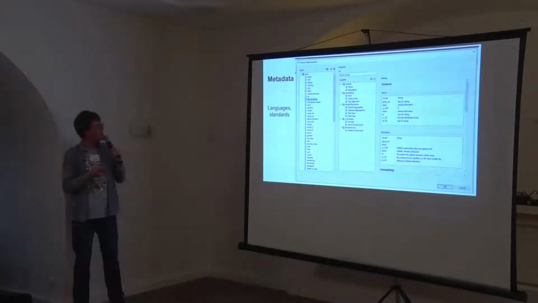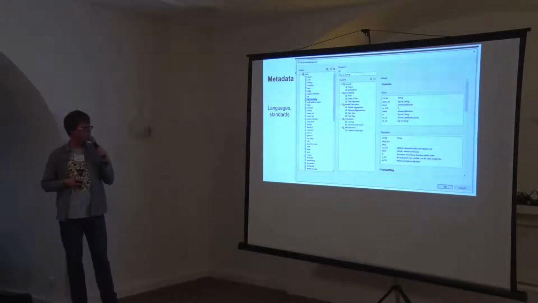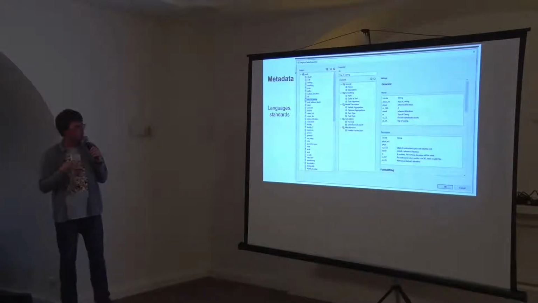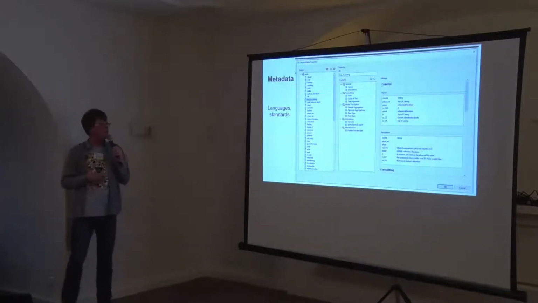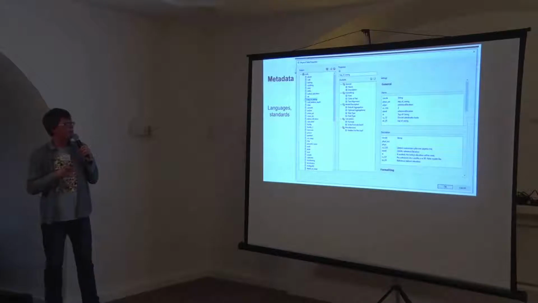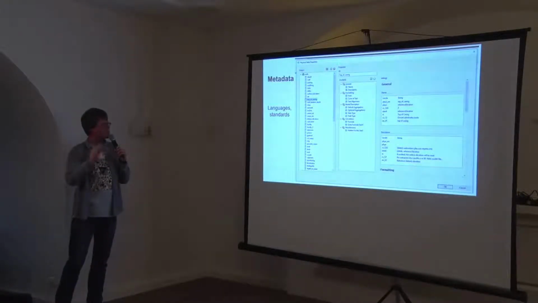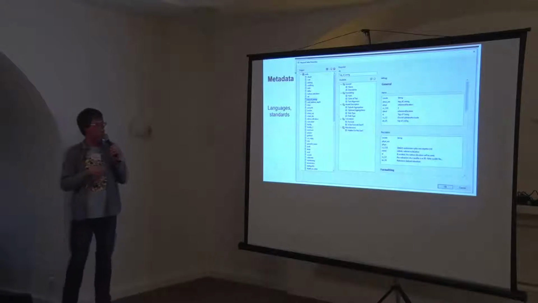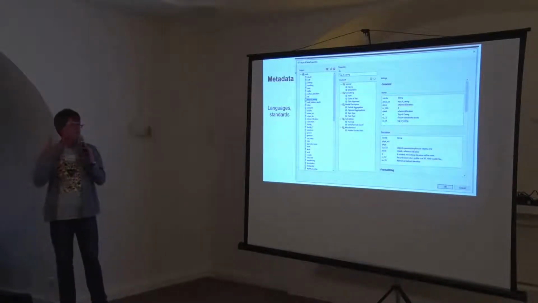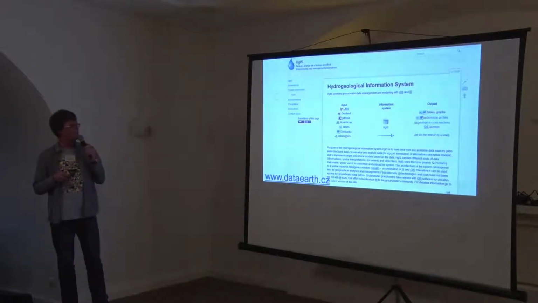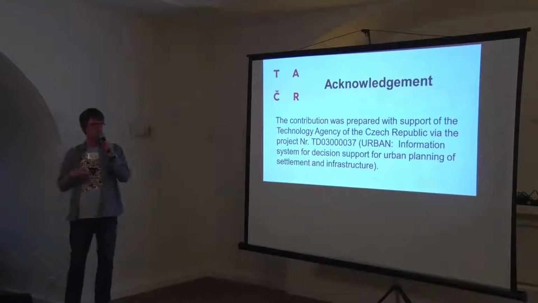Also, now I'm trying to use Pentaho Metadata as an abstraction layer, and this way I try to keep track of different names that are based on international standards or on the needs of specific groups of users. So you can find more on data.earth.cz, and that's all. Thank you very much.